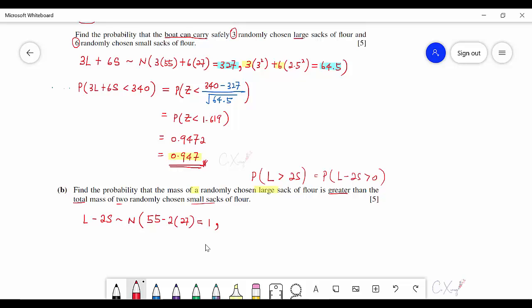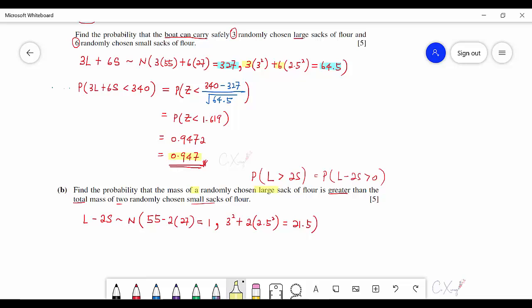Then to get the variance, it should be the variance of L, which is 3 squared, then plus 2 multiplied with the variance of S, which is 2.5 squared, and you should be able to get 21.5.